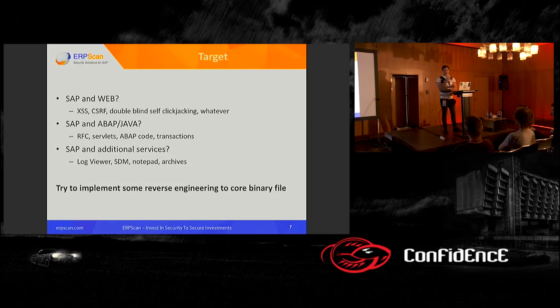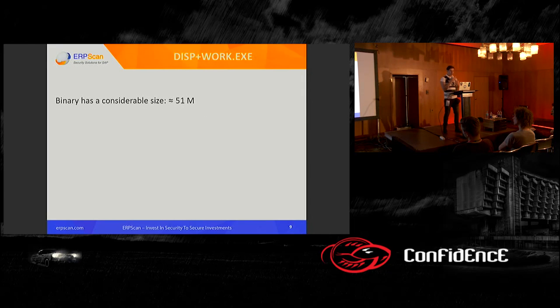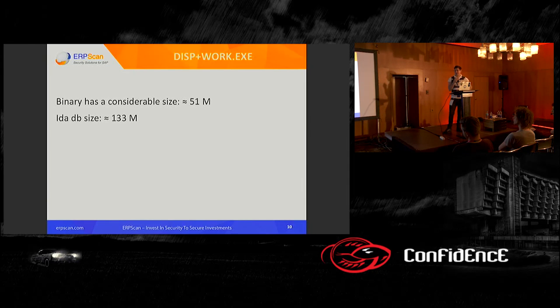But we decided to look at the binary level of SAP, at the SAP core. We decided to start with probably the most important binary service of SAP, the SAP dispatcher, and look at the disp+work binary file. The disp+work binary has a considerable size, around 51 megabytes. It's pretty big, and of course, as reverse engineers, we opened this binary file using our favorite disassembler, in our case IDA Pro, a very popular debugger and disassembler. As a result, we got a lot of assembler code. The IDB has a size around 133 megabytes, which is also pretty big for analysis.